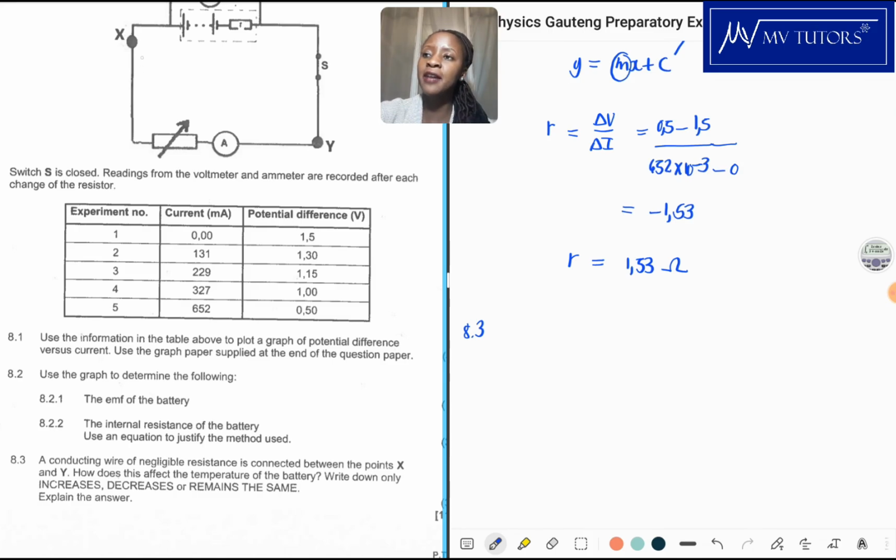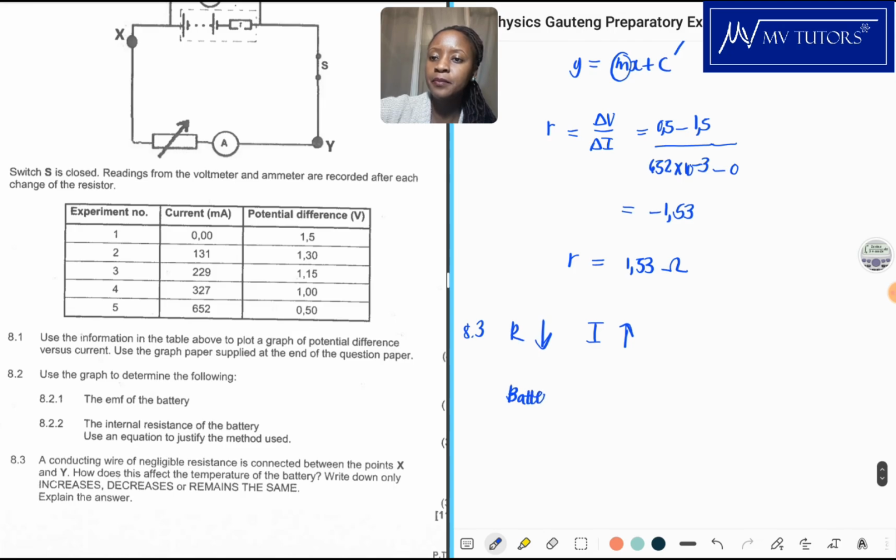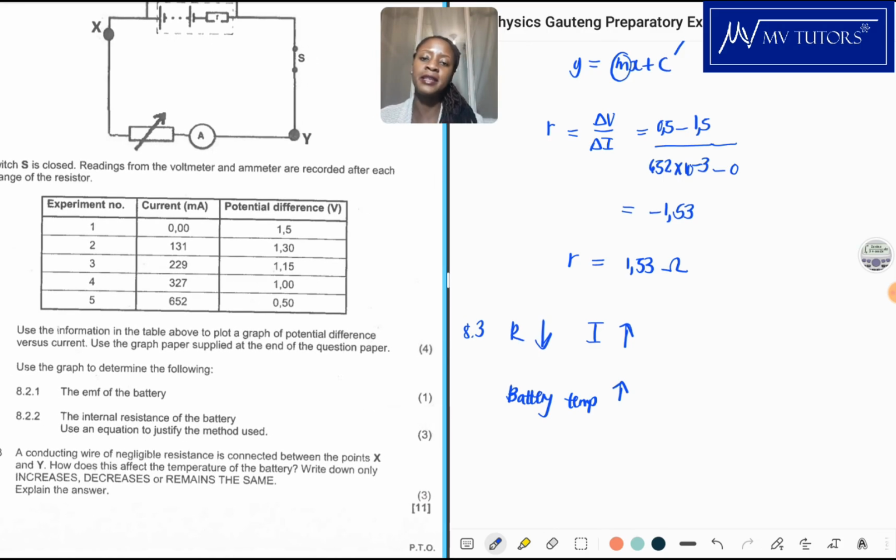So now if we're just going to have a conducting wire between X and Y without that variable resistor, it means your resistance overall has decreased. And if your resistance has decreased, your current will increase. And if that's the case, the temperature of the battery will increase as well. So battery temperature will increase. Okay, so yeah, it basically is explained by the fact that the resistance overall has decreased. As a result, your current has increased, and then the temperature of the battery will also increase.